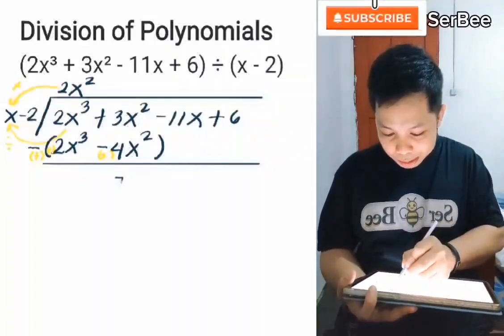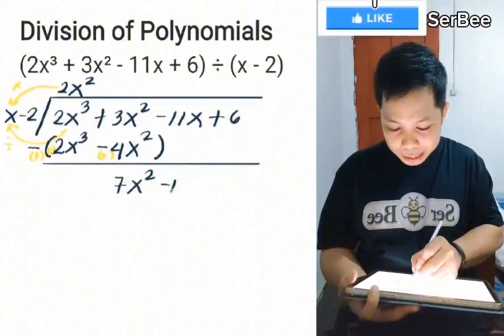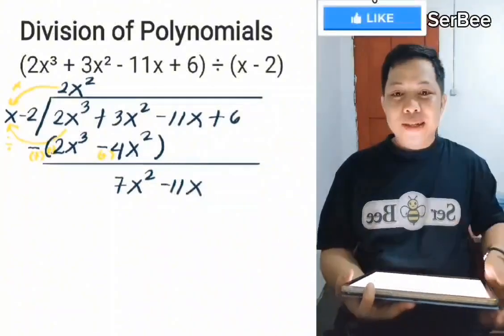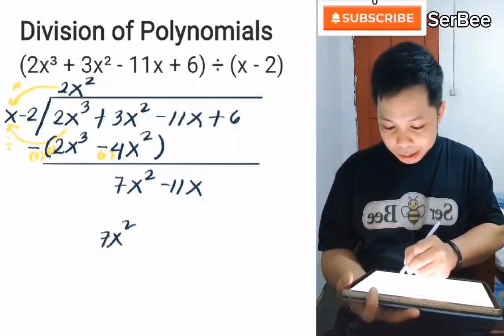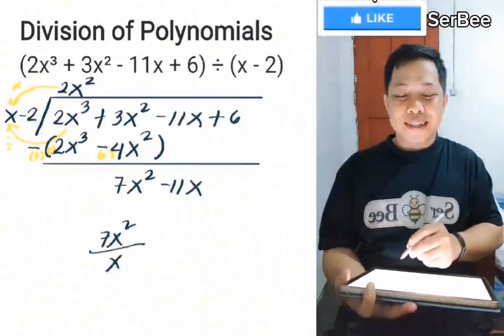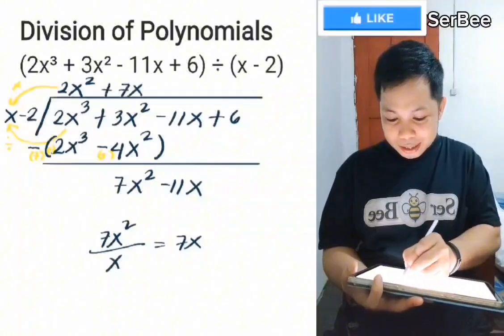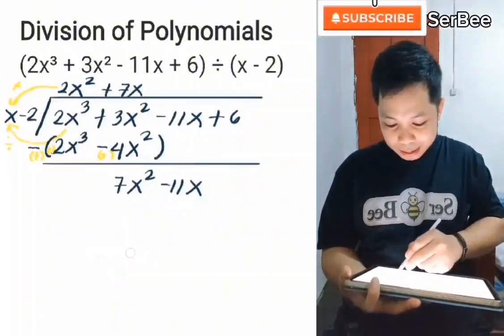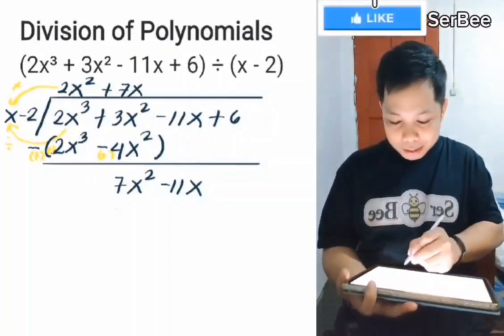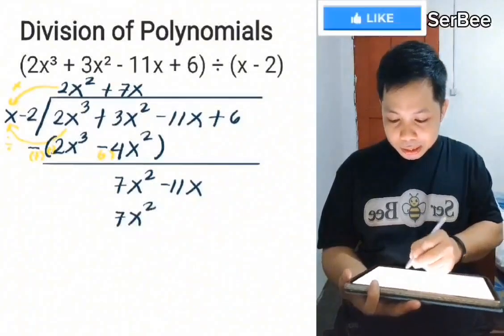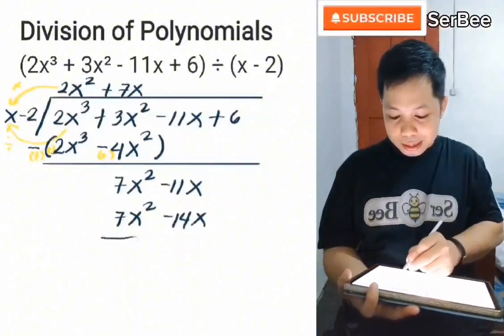So ito ay magiging 7x squared, di ba? Then bring down natin yung negative 11x. And next, ganun ulit yung gagawin natin, 7x squared divided by x. So ang makuha natin ay 7x. So copy natin dito yung 7x. Then, ganun uli yung gagawin natin. Mag-multiply tayo. 7x times x, so we get 7x squared. 7x times negative 2, negative 14x.